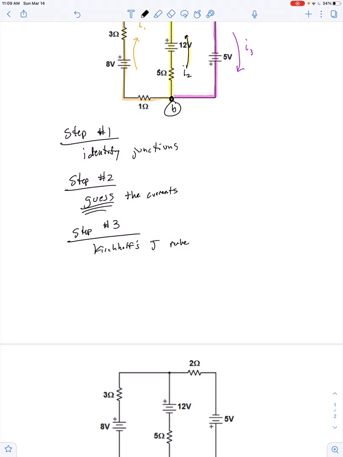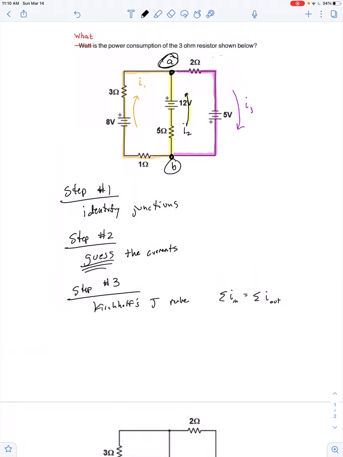Apply Kirchhoff's junction rule. So let's make a mathematical statement. Pick one of the two junctions and say that the total amount of current in is equal to the total amount of current out. So let's pick junction A. What current or currents are flowing in? I1 flows into that junction. I2 flows into that junction, but I3 flows out of that junction. So we get I1 plus I2 is equal to I3.